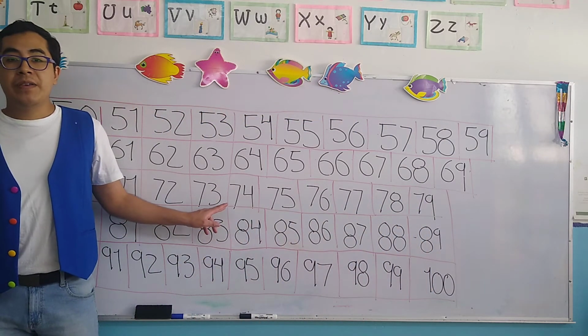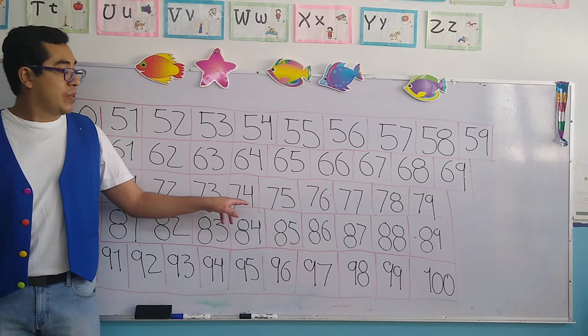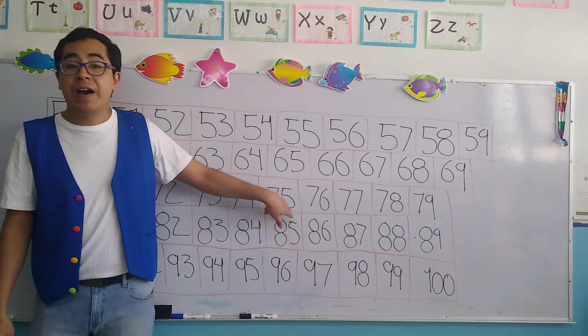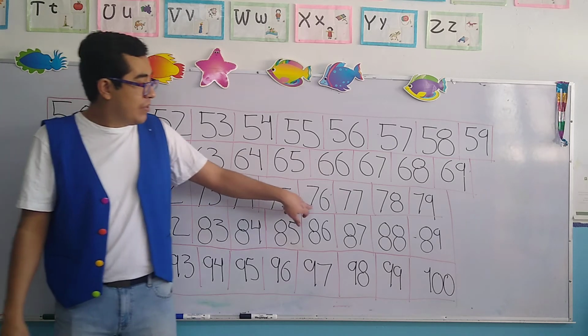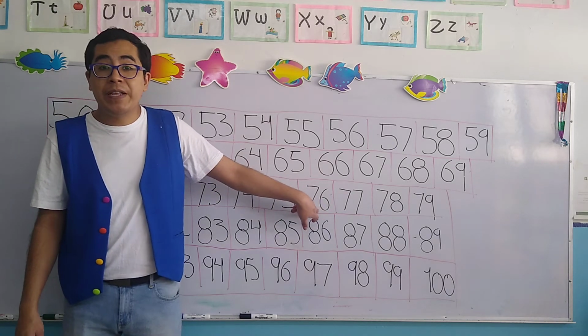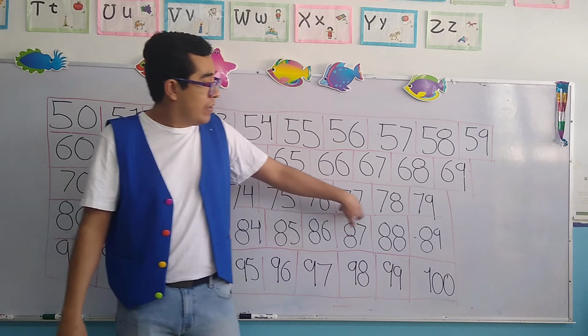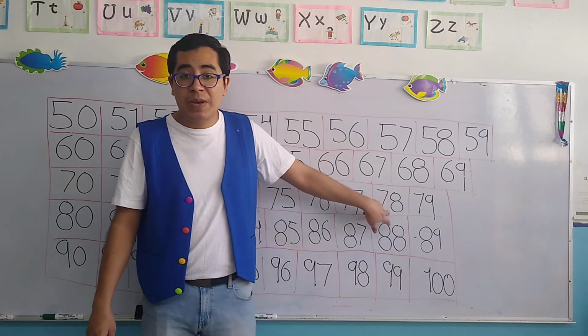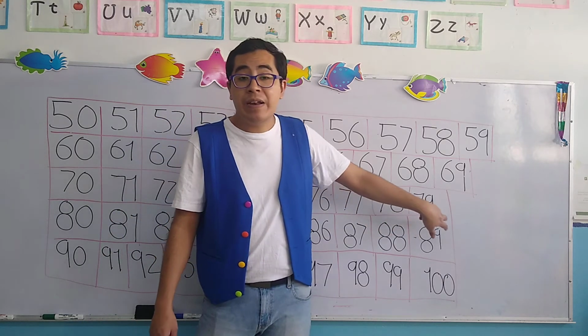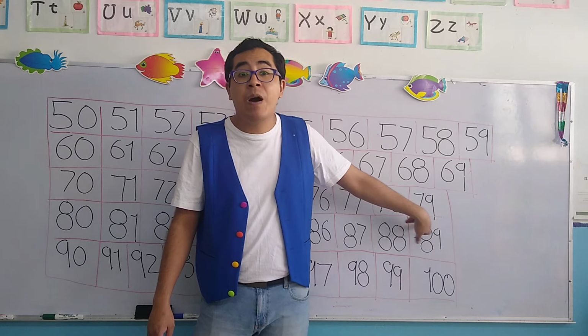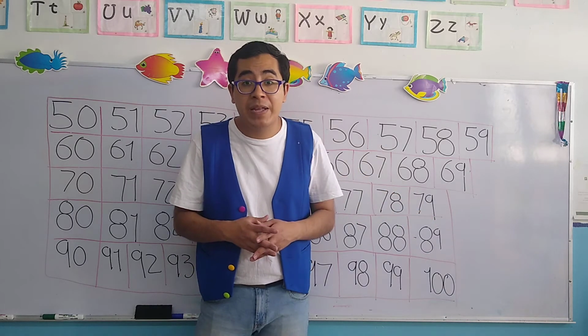7 and 3, 73. 7 and 4, 74. 7 and 5, 75. 7 and 6, 76. 7 and 7, 77. 7 and 8, 78. 7 and 9, 79. Now this is the last number of the family of the 70s.